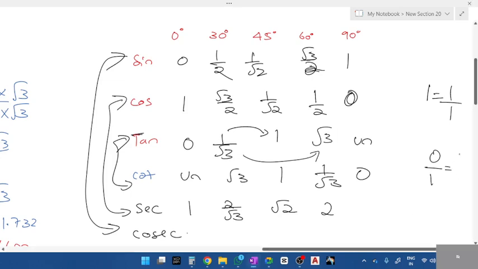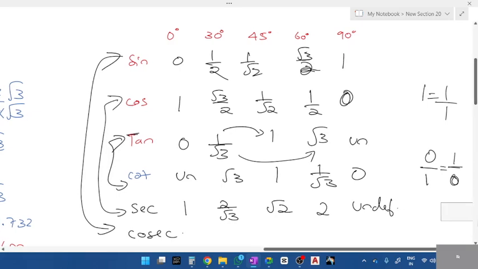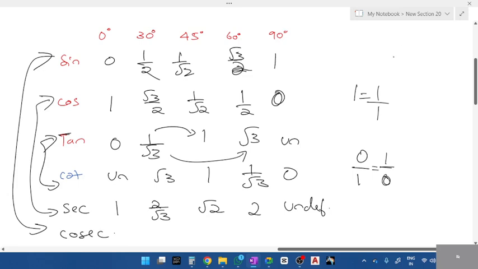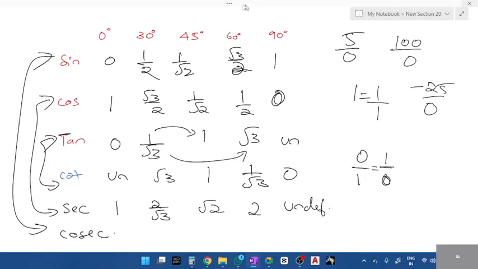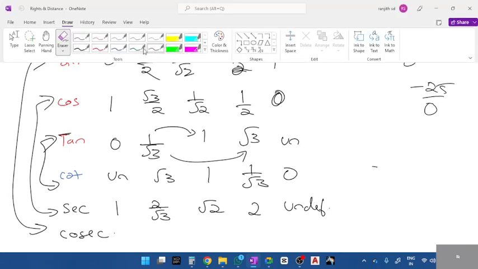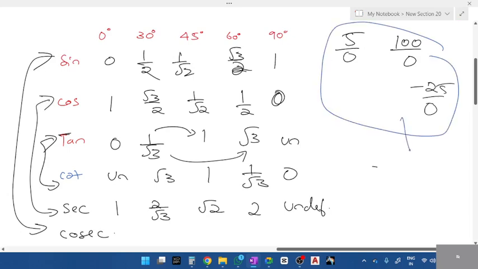If you reciprocate, what will we get? 1 by 0. So when you divide anything by 0, what happens? You get undefined. Remember this logic, students. It is simple, your fifth or sixth standard concept, but till date you will get confused. Even 10th standard students get confused. When you divide any value by 0, 100 by 0, minus 25 by 0, what's the answer? Is it 0 or undefined? For all of these, the answer is undefined. You can't divide anything by 0. That doesn't make any sense.